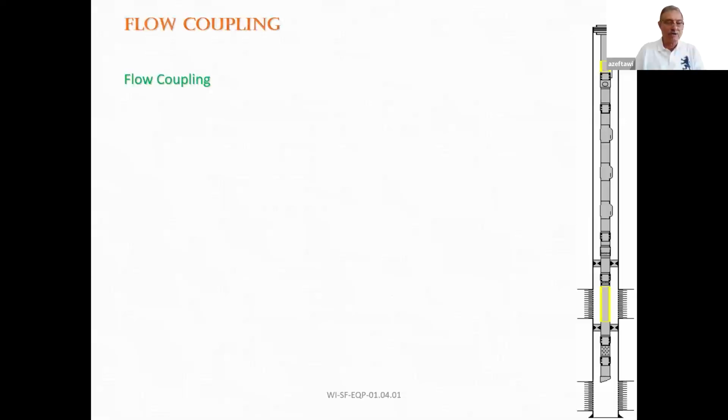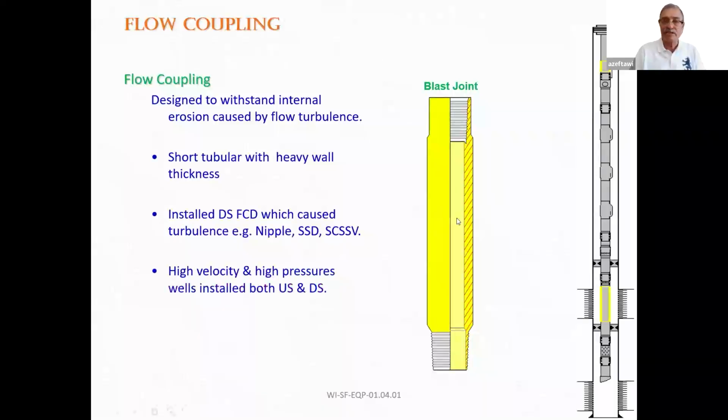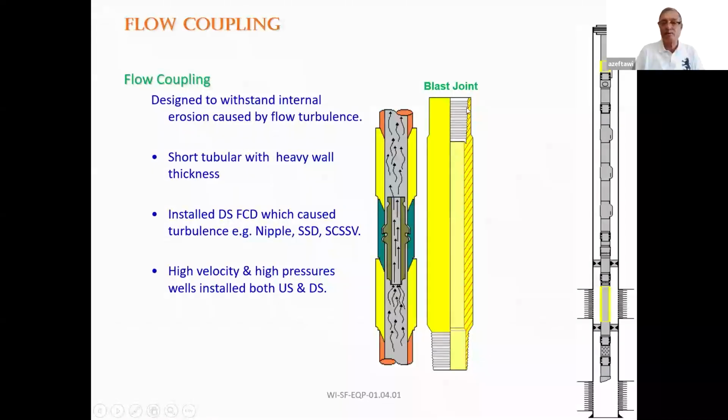But let us talk now about a device we call the flow coupling. We discussed last session that we have two pieces we use that withstand erosion: a flow coupling and a blast joint. We talked about the blast joint. This is the blast joint, you see, which is actually a piece of pipe. We put it where? We put it in front of the formation.